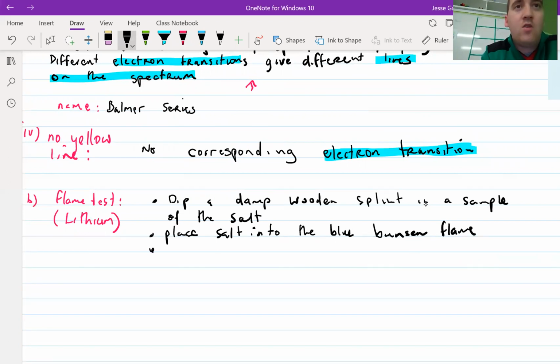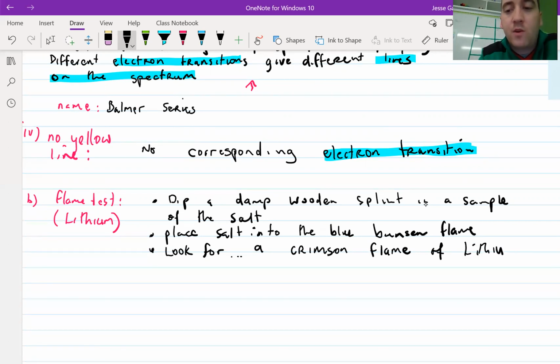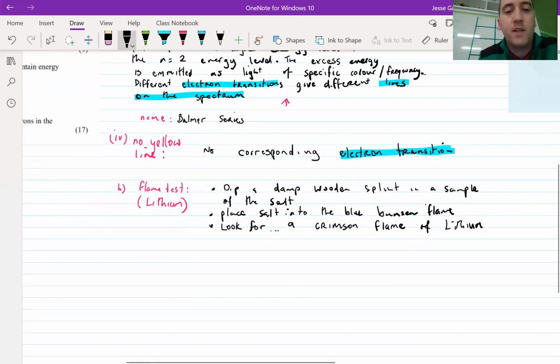And the last thing then, how do we distinguish if it's lithium? Pause the video and write down how we would tell that it was lithium. Okay, so what are we looking for? Hopefully you got this. Look for a crimson flame. This is a type of red color. This is the characteristic color of lithium. That's what we would do if we were checking to see if it was lithium. If it was a different color, it means it's not lithium.